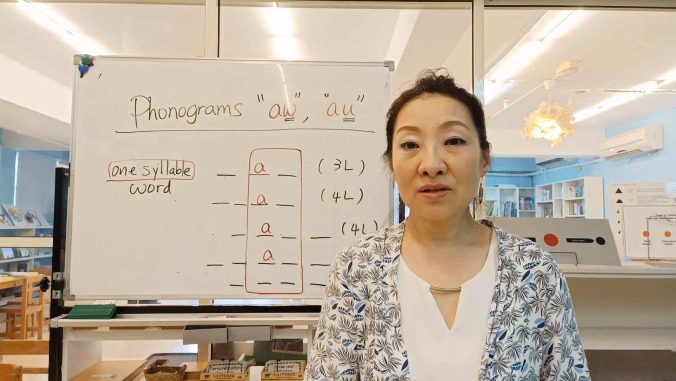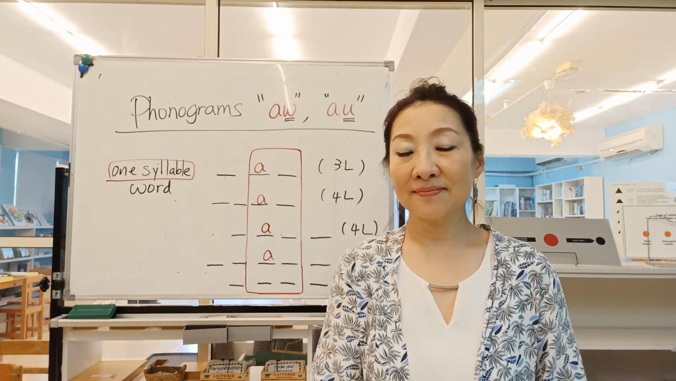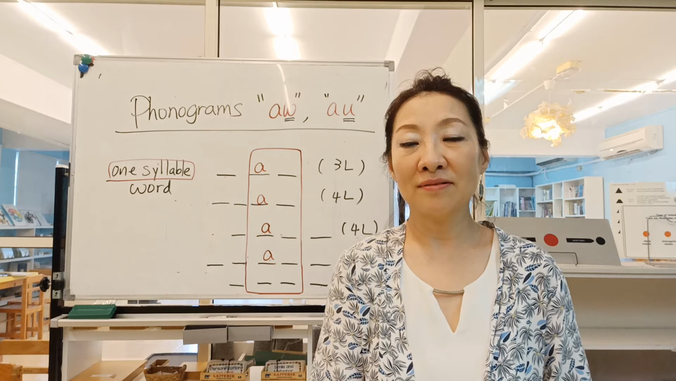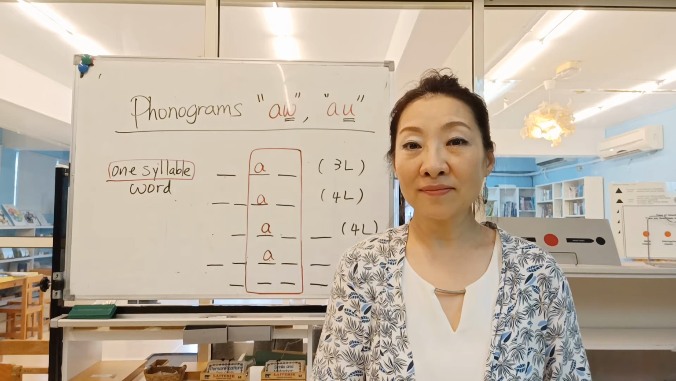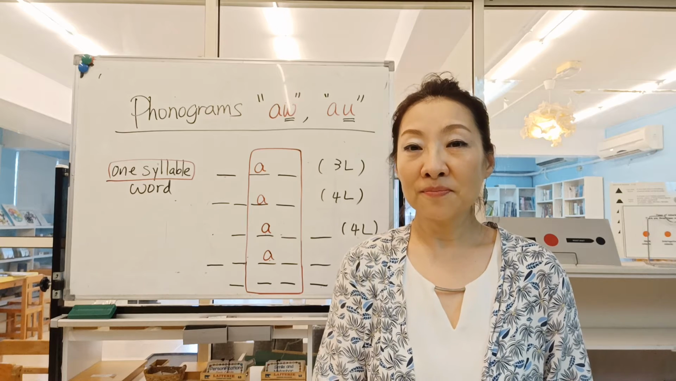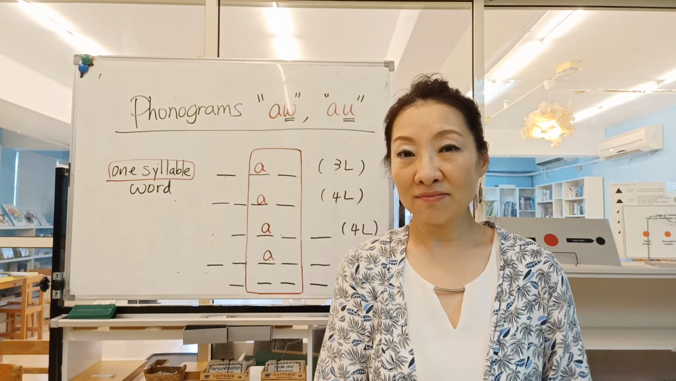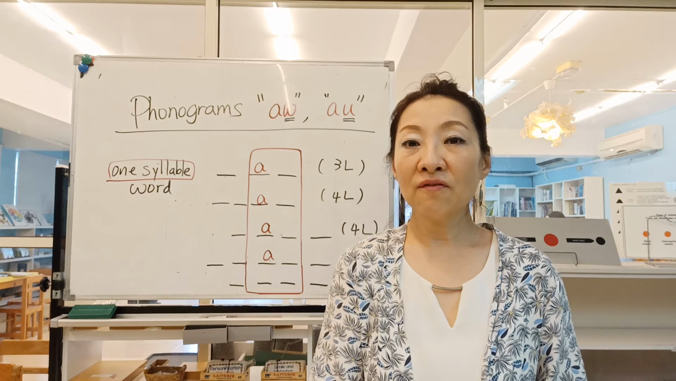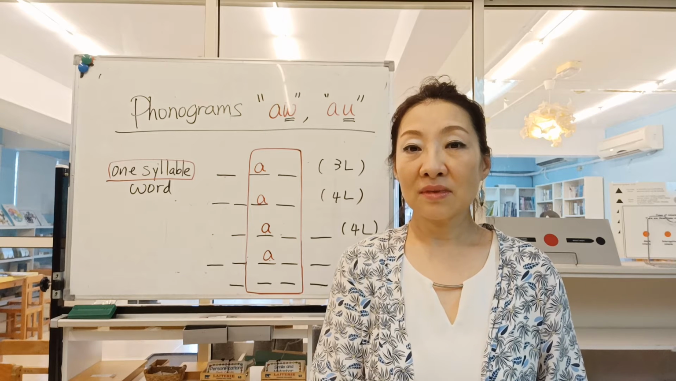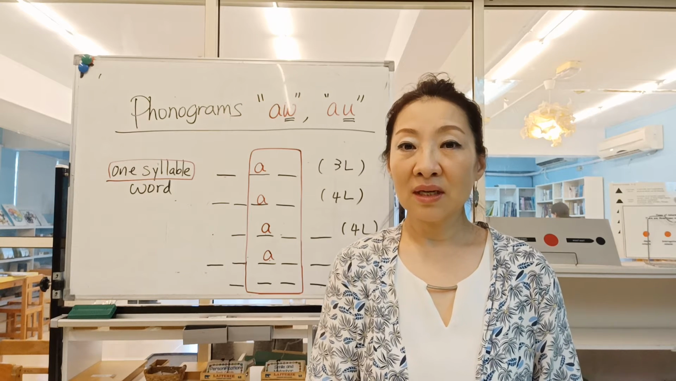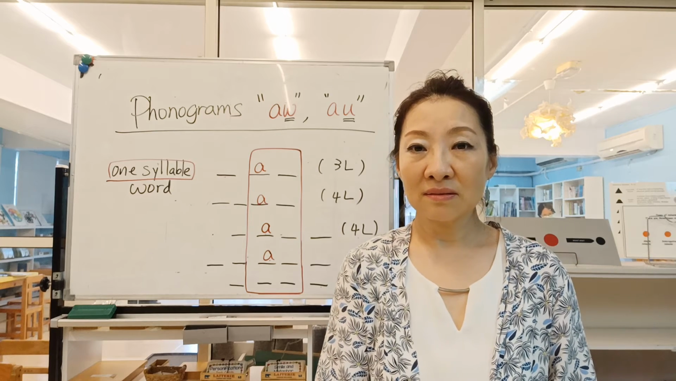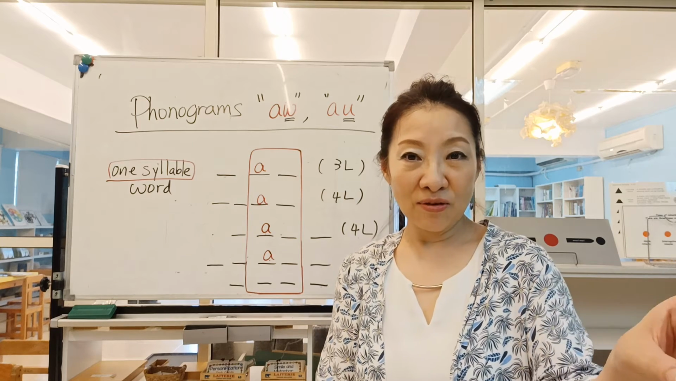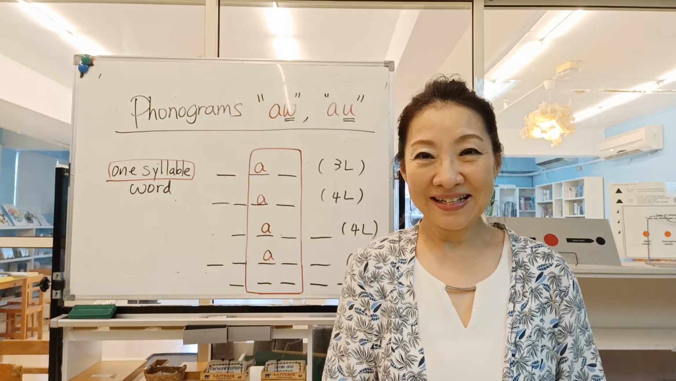Number 7, crawl. Who does crawl? Babies do crawl. Number 8, fault. Sentence to hint: I'm sorry, but it's not my fault. That's your fault. Okay? It's a sight word for you.